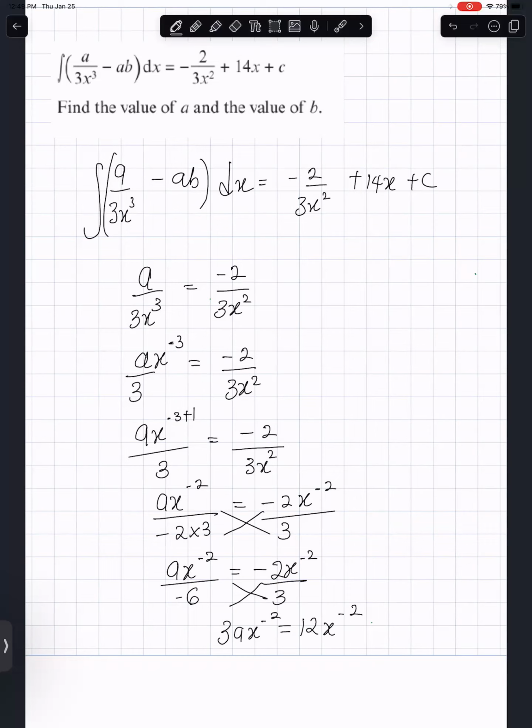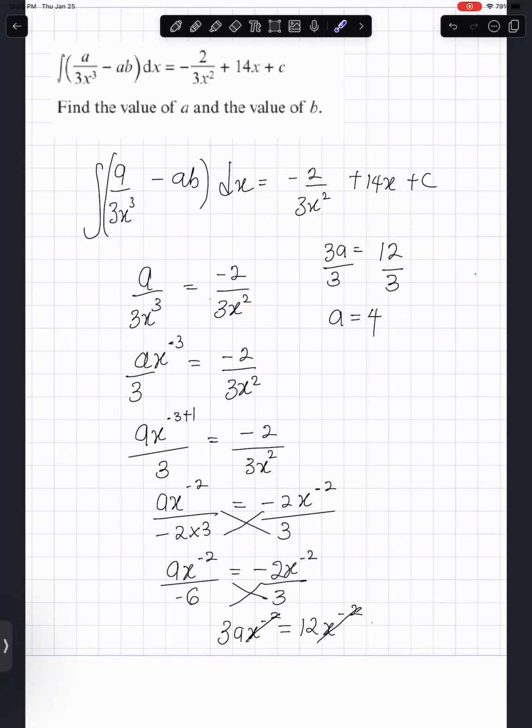So I have to cancel x squared from here. We have 3a equals 12. So I'll divide both sides by 3. My a is 4. So we've gotten the value of a as 4.